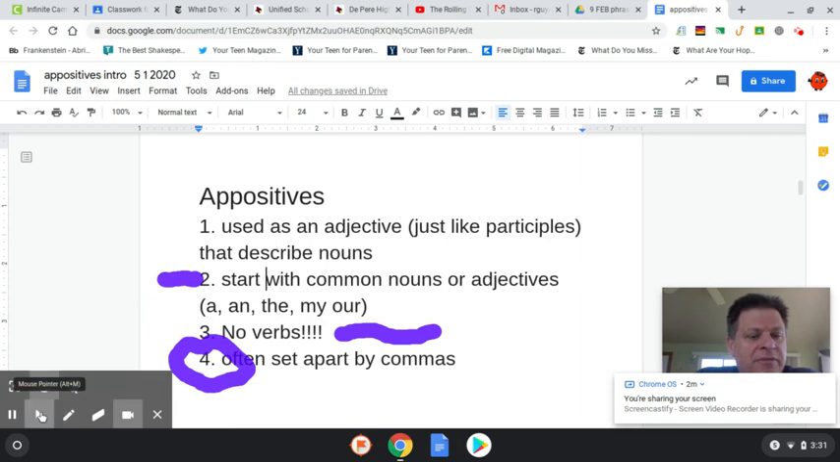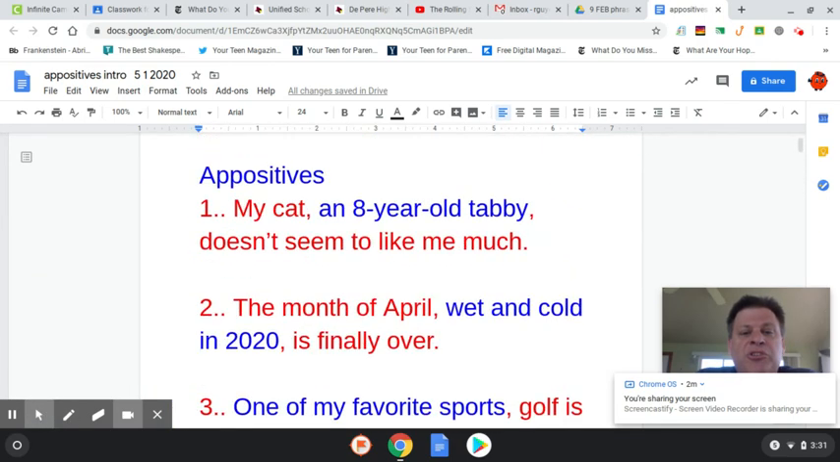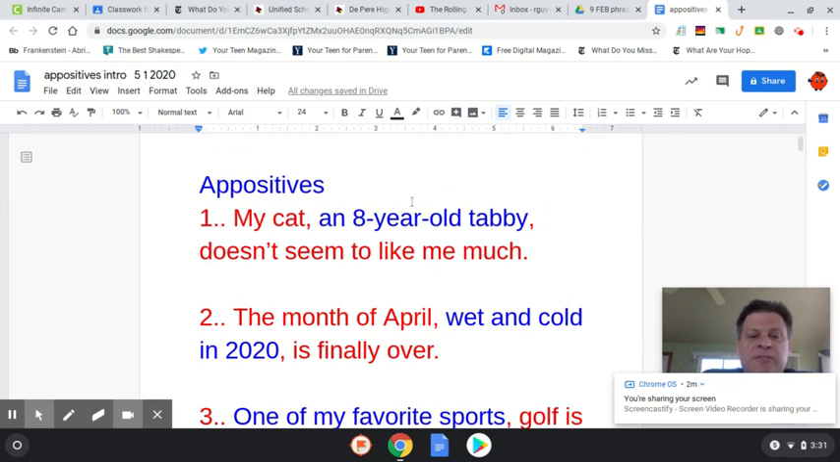Now they can be found at the beginning, middle, or end of any sentence. Okay, so I'm just going to show you some examples here. The first sentence is: my cat, an 8-year-old tabby, doesn't seem to like me much. Now, the appositive here is an 8-year-old tabby. I have that in blue.